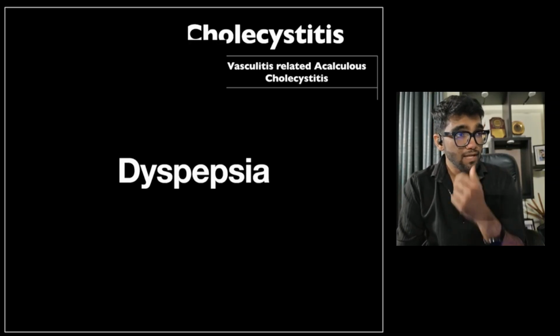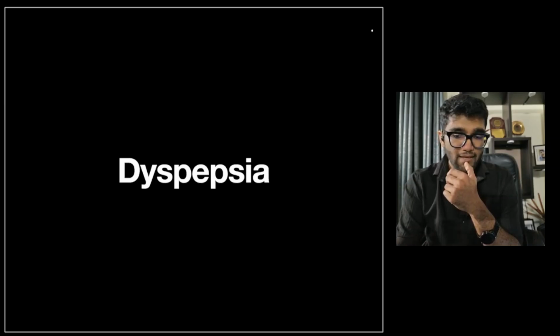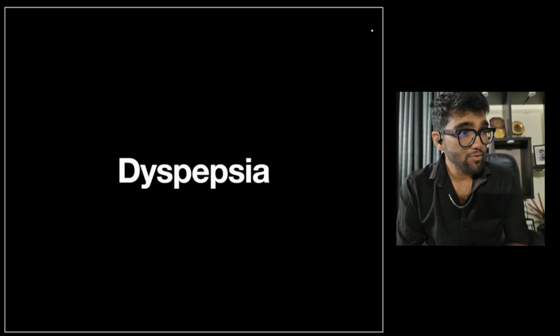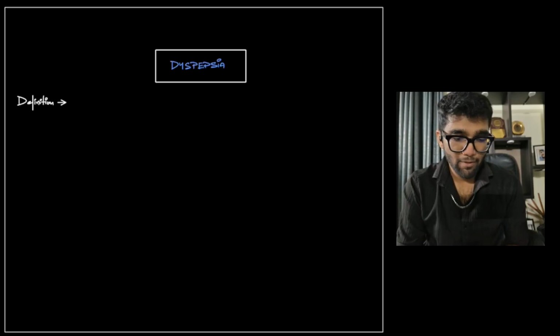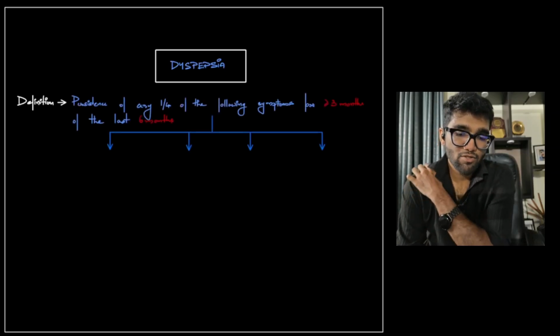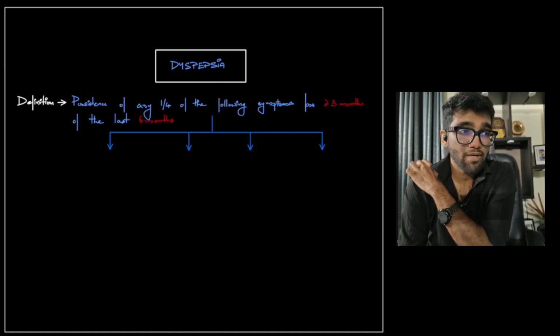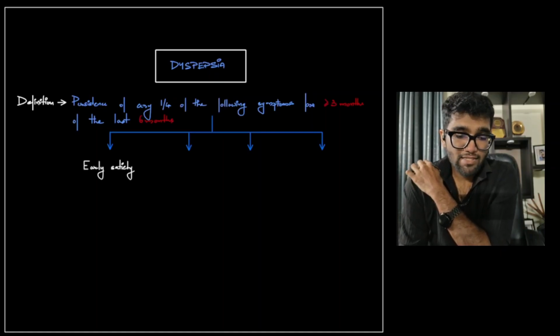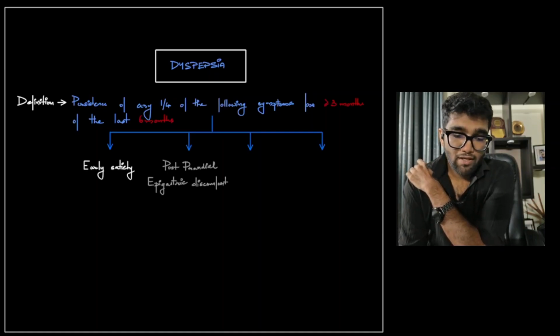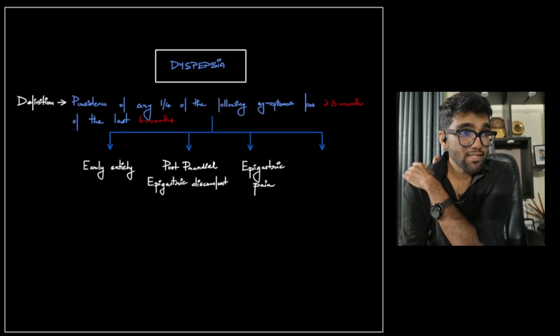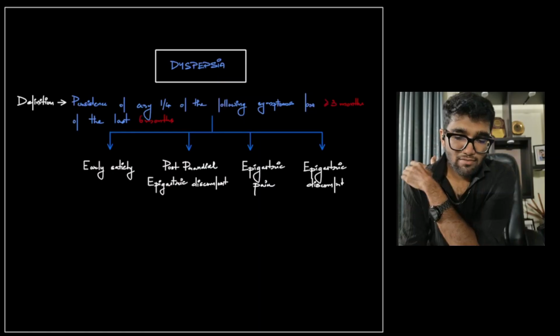Okay, now coming to the last part of our discussion, that is dyspepsia. So dyspepsia is a type of abdominal discomfort, but it's not described usually by the patient as abdominal pain. It is described as the presence of one of four symptoms for at least 3 months within the last 6 months. That is early satiety, postprandial epigastric discomfort, again not usually described as pain, sometimes epigastric pain, and just sometimes as persistent epigastric discomfort.